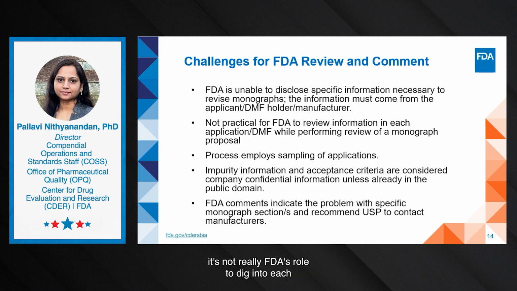So it's not really FDA's role to dig into each and every application to find out. So our process employs sampling of applications to perform the review, and we really can only indicate to USP where the problem is, what needs to be changed, or that something might be missing and the test needs to be updated, and we typically recommend USP to contact approved manufacturers to get such information.